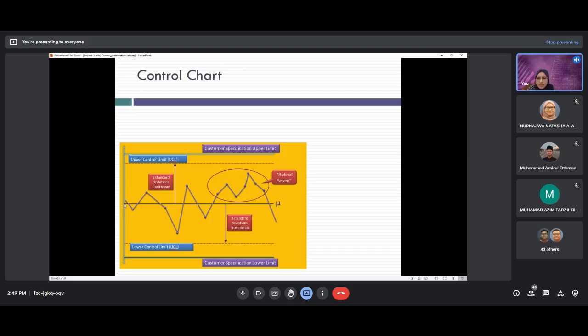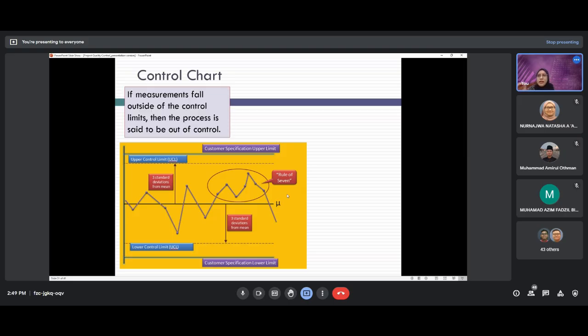So this is the mean line. You get three standard deviations from the mean, so this will be your upper control limit, and three standard deviations below the mean will be your lower control limit. So you have an upper limit and a lower limit.